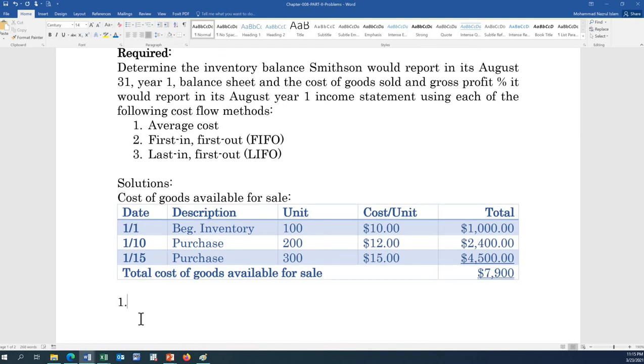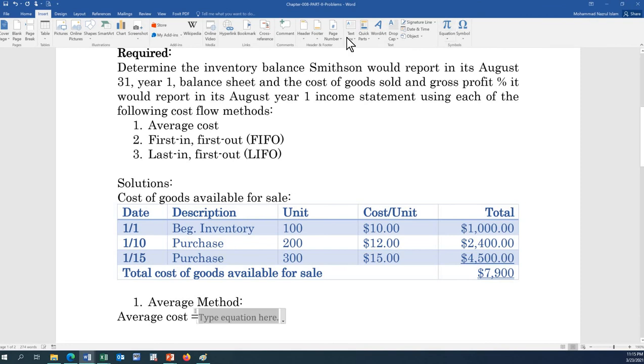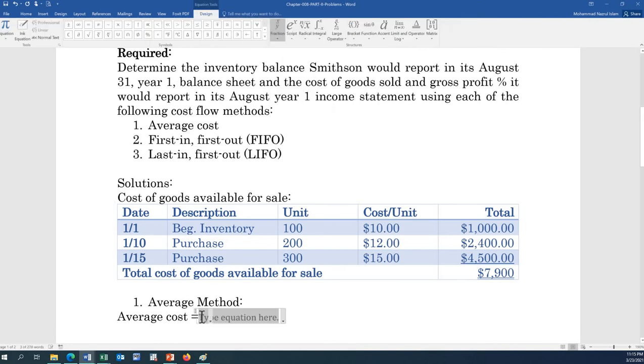So the first one, average method. In the average method, we need to calculate the average cost. So the average cost would be equal to the total cost over the number of total units.